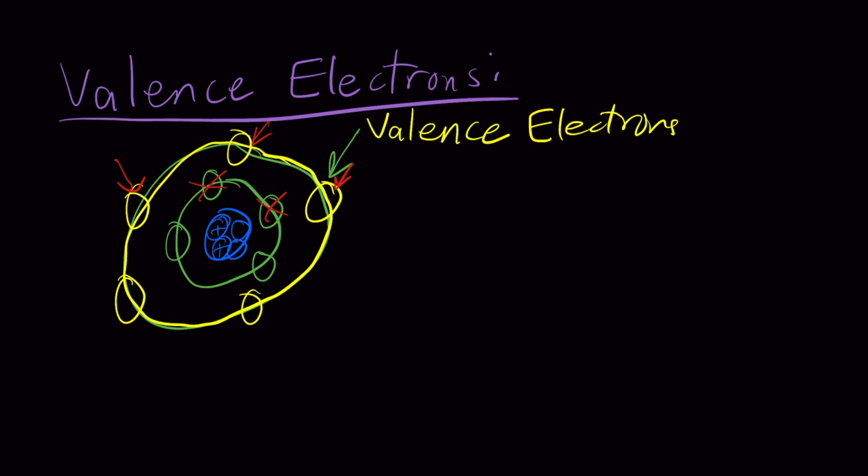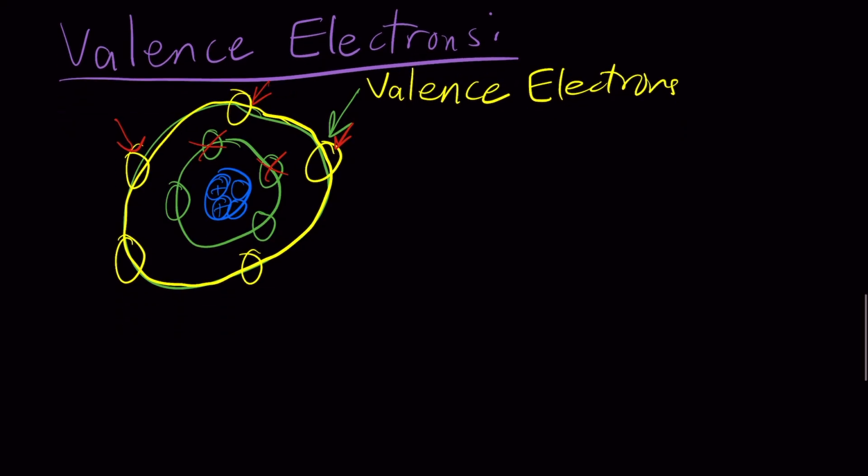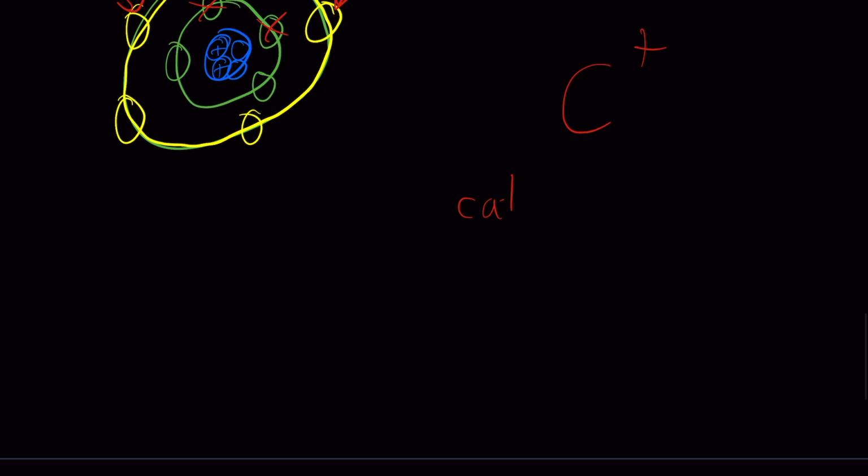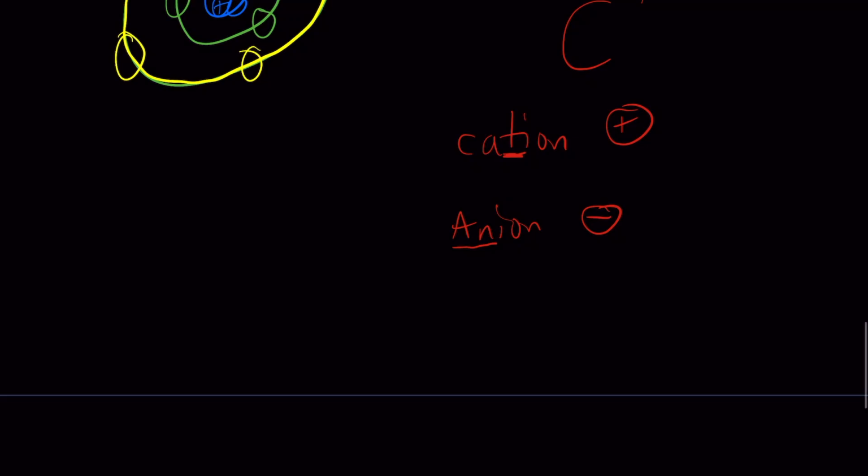Cations and anions. When you zoom out and look at the bigger picture, if, for example, carbon has a positive charge, that's going to be a cation. How do we remember this? Cation is positive because of this T here. And then anion is negative. How do we know that? Because the prefix an is like anti, a prefix that means the opposite. The opposite of positive is negative. That's how I remember it. I don't know if that's good for you guys, but whatever.